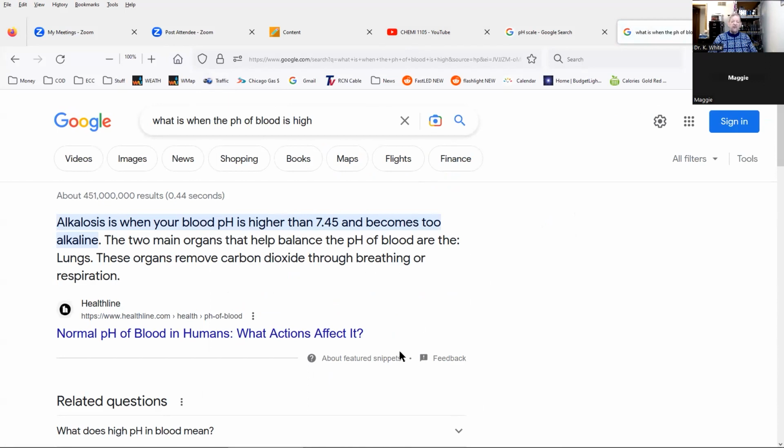Now, there's a famous movie, and the first version I like better than the newer recent version, called The Andromeda Strain, and that deals with how the pH of the blood did something amazing. And I'm not going to give away the movie. You'll have to watch it. It's The Andromeda Strain. Watch the older one from the 1970s. Awesome movie.